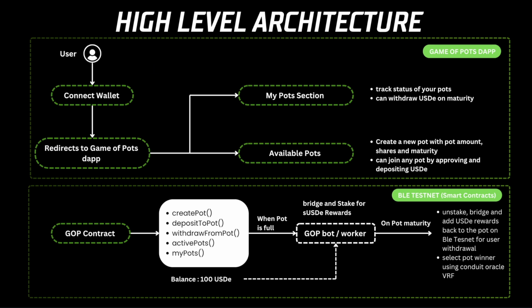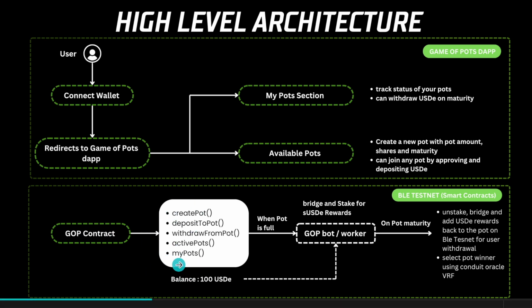When a user comes on the platform and connects the wallet, the user gets redirected to the Game of Pot DApp, where there are two sections. The first section is available pots, where you can create a pot with pot amount, shares, and maturity. You can also join any pot by approving and depositing your USDE. My pot section allows you to track the status of your pots, and you can also withdraw your USDE on maturity. Our Game of Pot contracts have these functions.